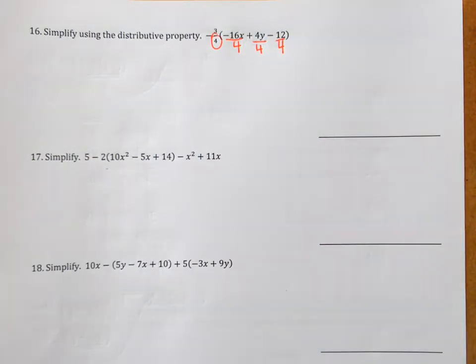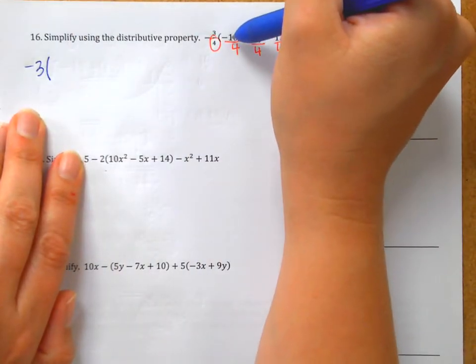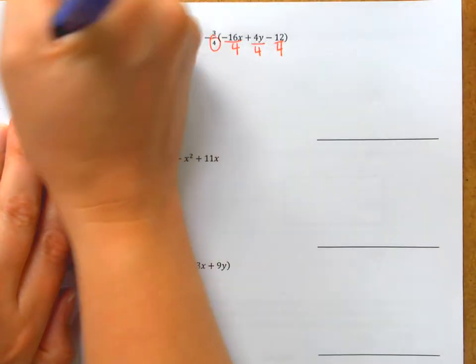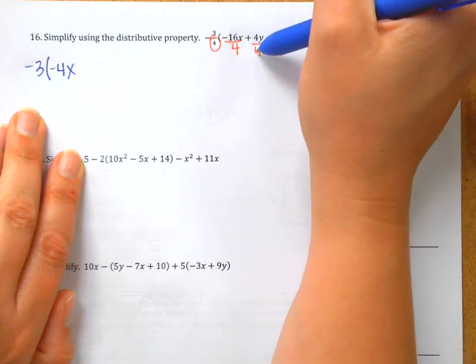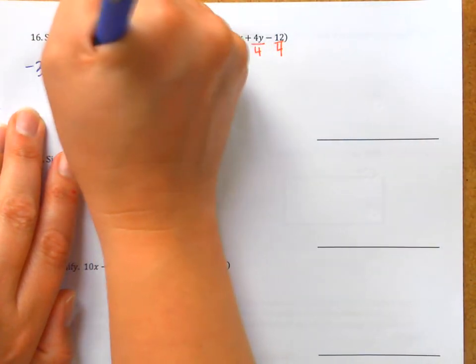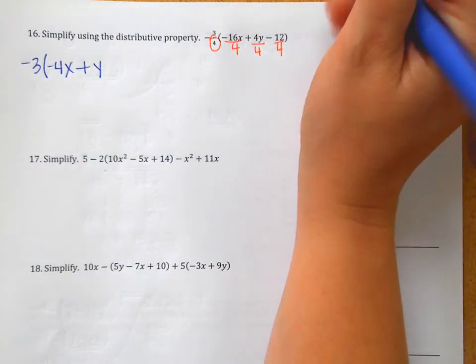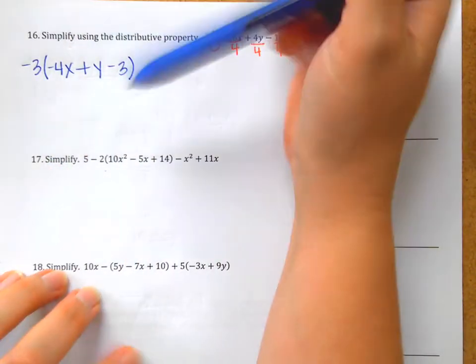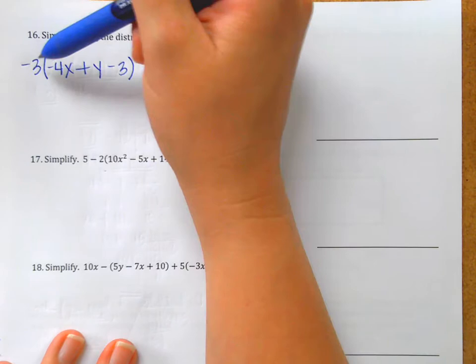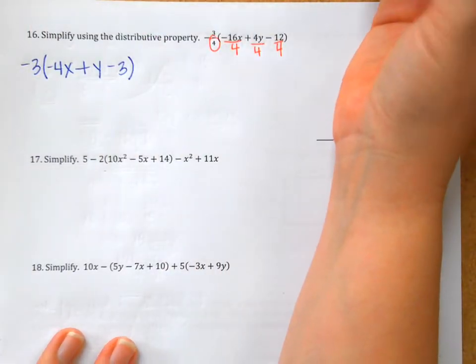And now I'm going to leave the top there, and rewrite it over here. So the negative 3 is going to stay there, but now I'm just dividing everything by 4. Negative 16 divided by 4 is negative 4x. 4 divided by 4 is 1y, which you don't need the 1. You can put it, it doesn't matter. Negative 12 divided by 4 is negative 3. And that's it. Now it's something that you guys are probably much more comfortable with.